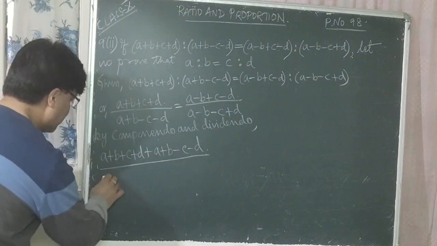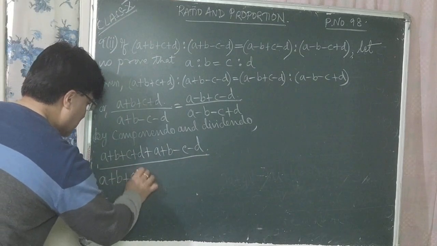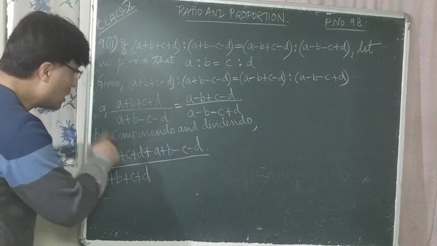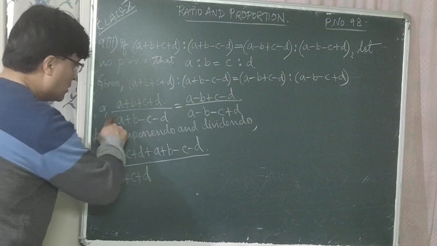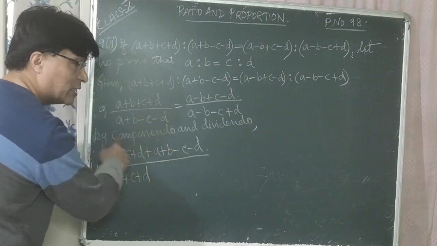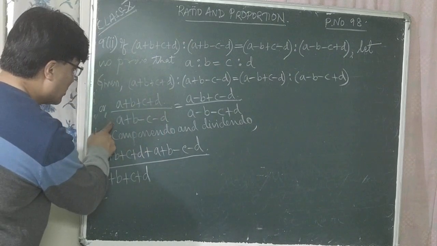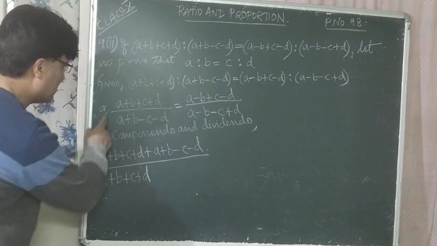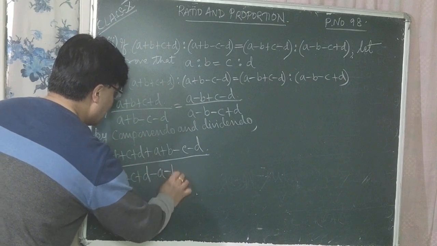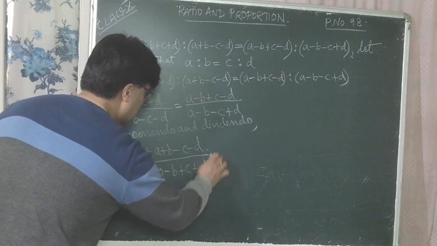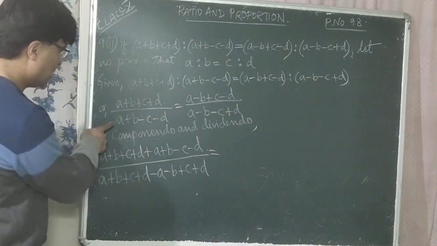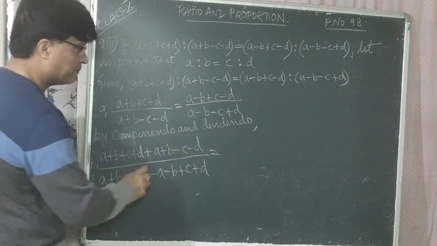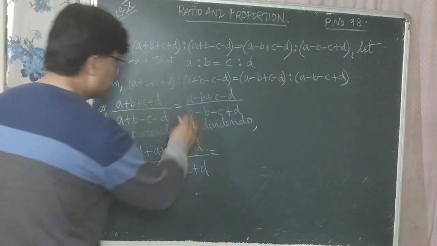What is numerator? A plus B plus C plus D. But because of the minus sign, the sign of the denominator terms will be changed. That is minus A minus B plus C plus D, which is equal to, on the right hand side also, numerator plus denominator.